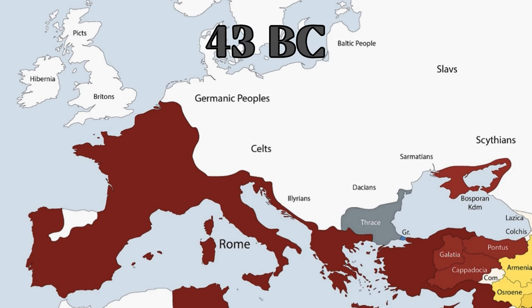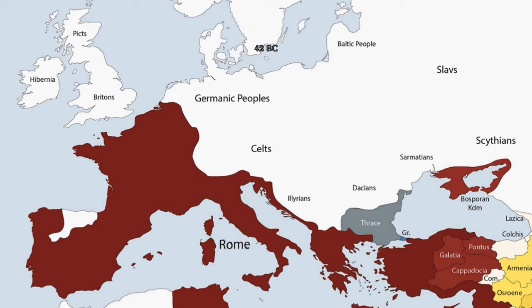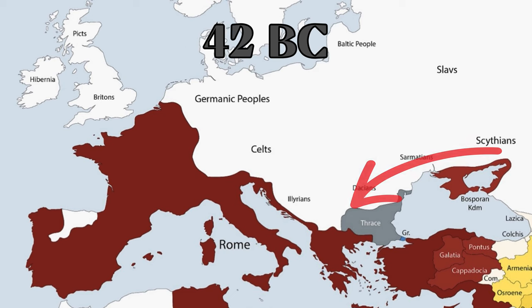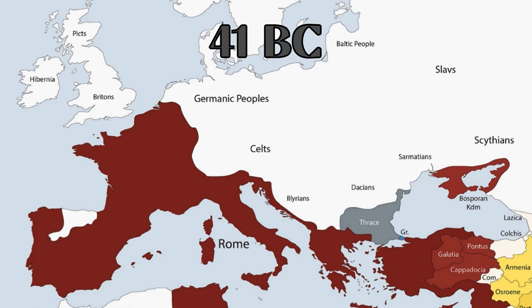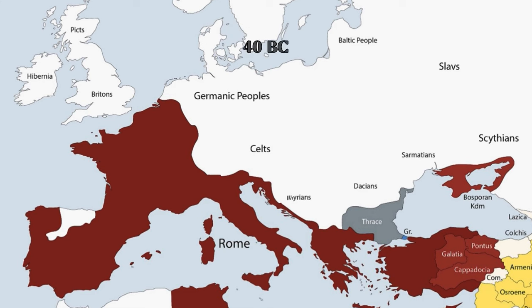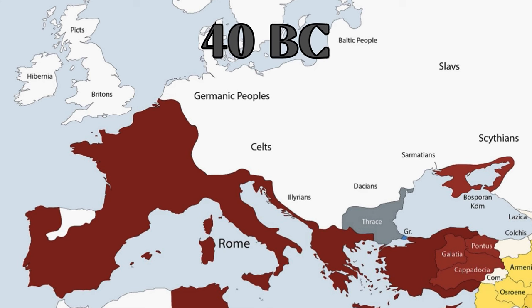43 BC, Gaius Octavius, Marcus Aemilius Lepidus, and Mark Antony formed the Second Triumvirate, marking a political alliance among them. 42 BC, the Battle of Philippi was fought in Macedonia, where Octavian and Mark Antony defeated Republican forces, strengthening their political position. 40 BC, the Senate appointed Herod the Great as King of Judea, further expanding Roman domination in the Middle East.